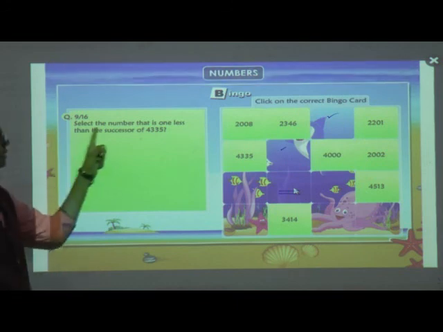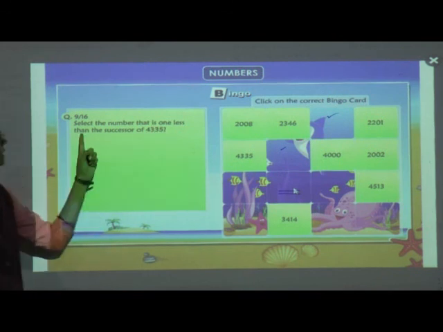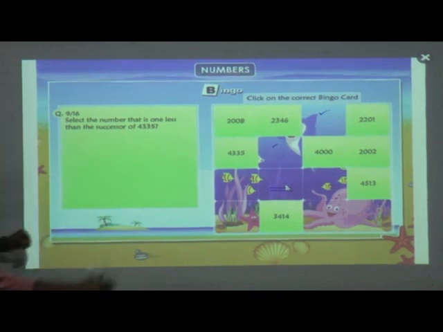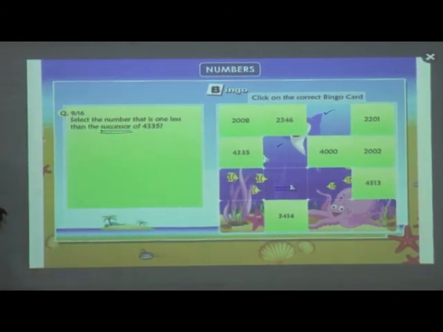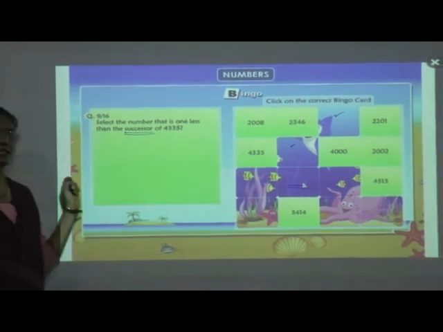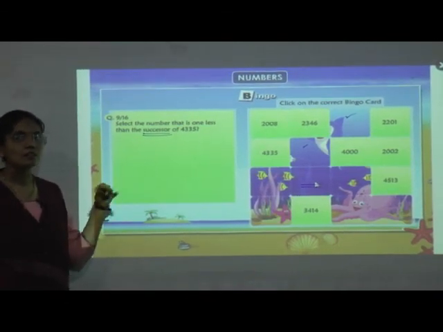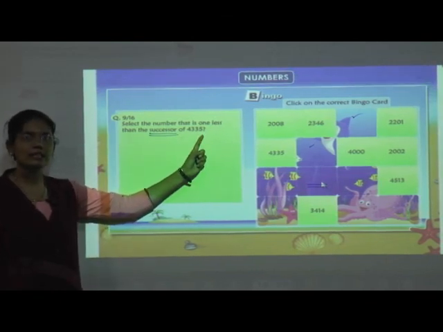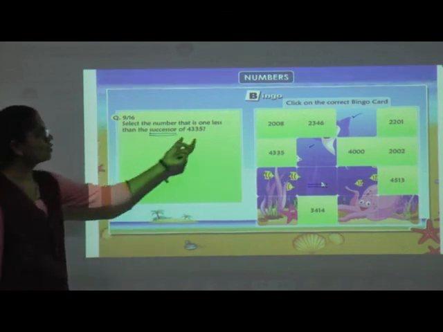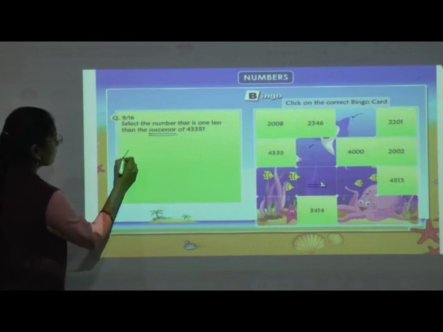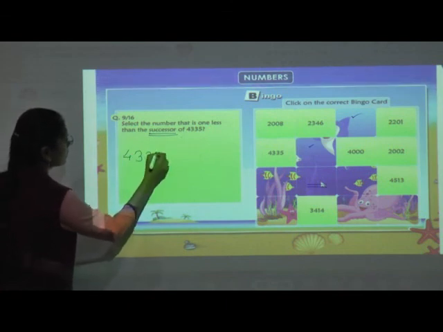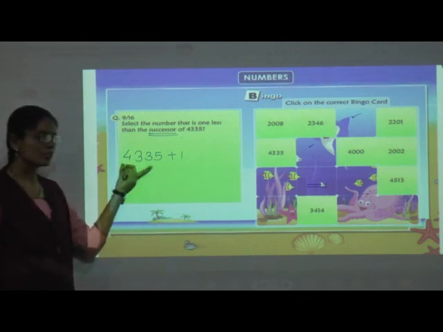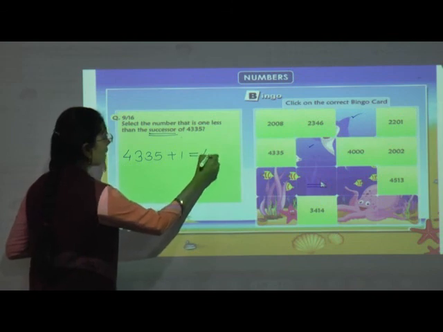The question is, select the number that is 1 less than the successor of 4335. Now which word is there? Successor. Now tell me, what is meant by successor? Successor is nothing but the after number, or else we can add 1 to the given number, then we will get its successor. So first we will find the successor of 4335. Just add 1. Do the addition.